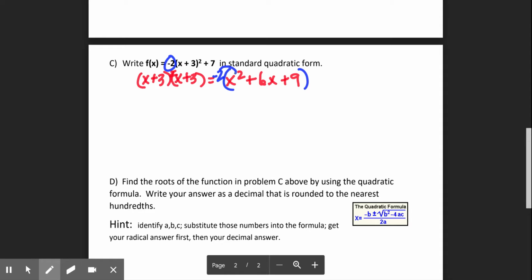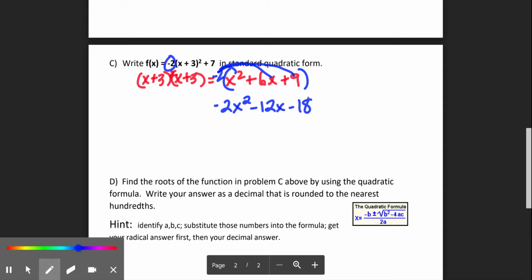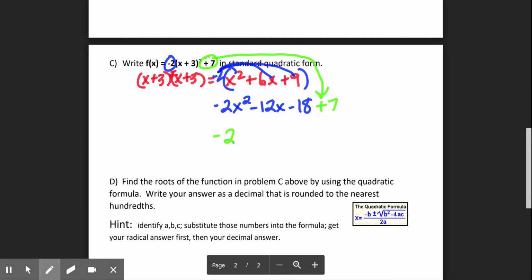So negative 2x squared, negative 12x, and minus 18. And then what we're going to do is take this plus 7 and add it on the end. So our final answer is negative 2x squared minus 12x minus 11. All right, let's see what it wants us to do now.